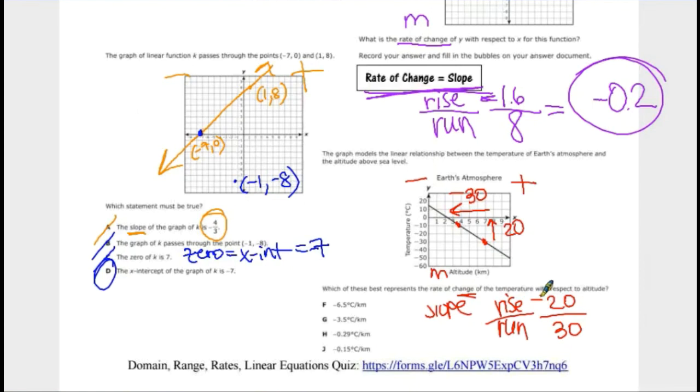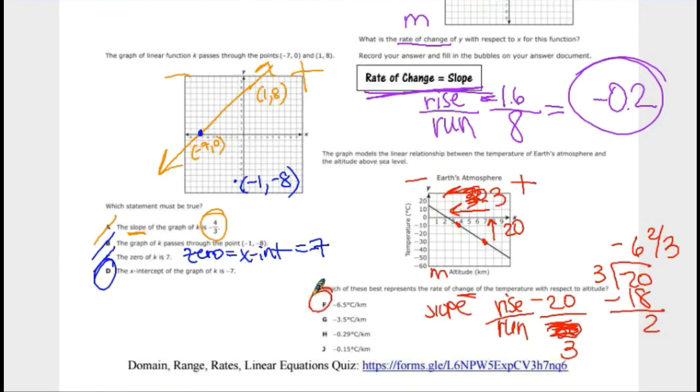Oh, I'm sorry, guys. You know what? That wasn't 30. That was 3, wasn't it? Hopefully somebody was looking at their screen like, what is she talking about? That should be 3. Okay, and then negative 20 over 3, if you think about 20 divided by 3, 3 goes into 20 6 times. Take away 18, we get 2, so negative 6 2/3. And that answer is very close to F.